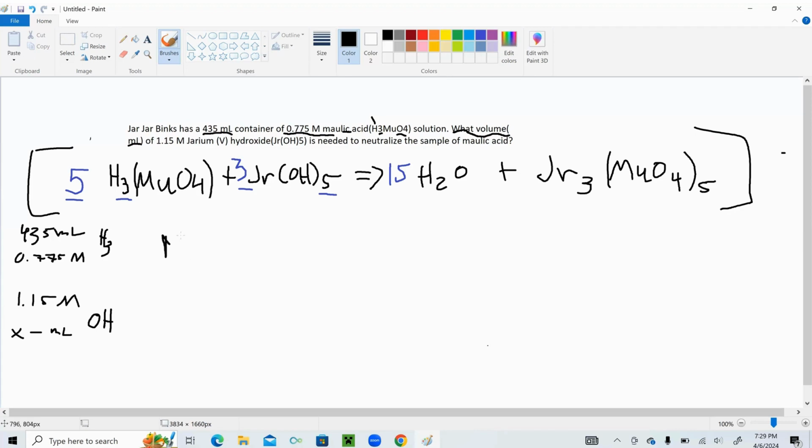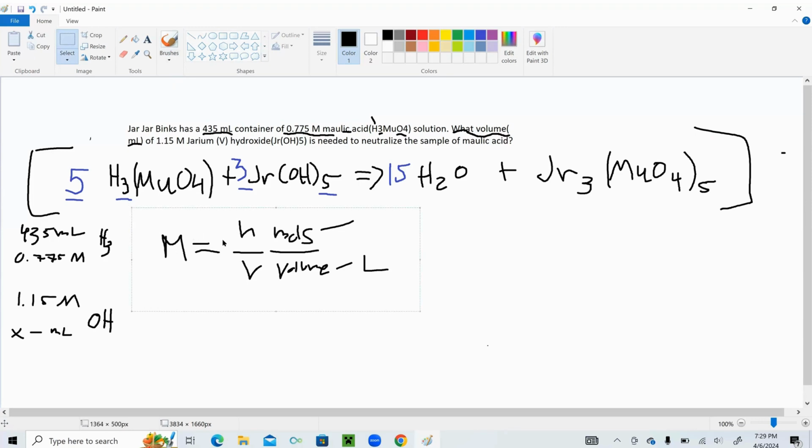So you should know this formula. Molar is equal to n over volume. Molarity is equal to moles over volume. And you know that this is given in moles and this is given in liters, correct? So now that we know that, take a look at this.